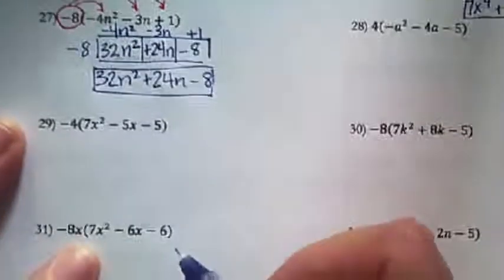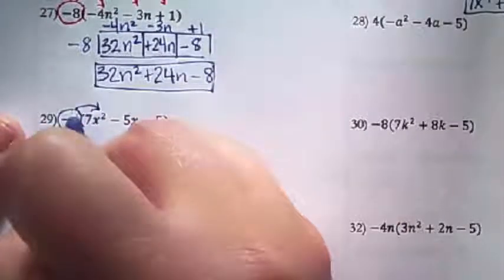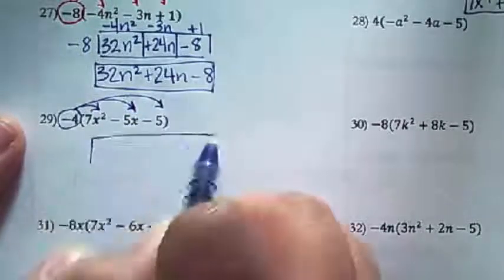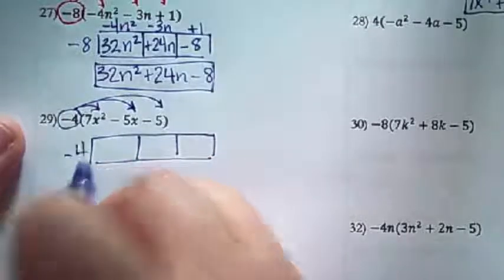29. Okay, so here we have a monomial on the outside. We're going to distribute it to all 3 parts. And I'm going to do that using a box, a 1 by 3 box. And I'm going to put my terms all the way around the outside.